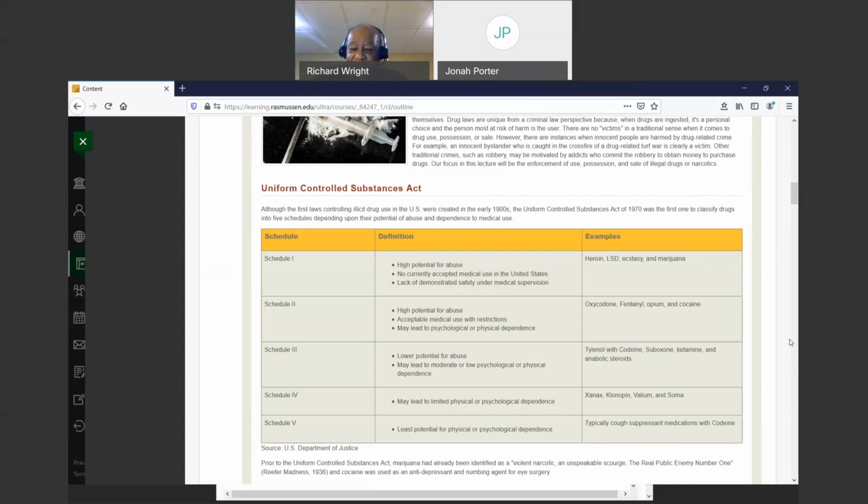Schedule 2 drugs: oxycodone, fentanyl, opium, and cocaine, which we are dealing with on an epidemic level. If you take my introduction to drugs and crimes course, you would discover that it also has a high potential for abuse. It says acceptable medical use, but what happens is people overuse these. May lead to psychological or physical dependence, which means that you can start as easily by starting out with painkillers and graduate to oxycodone, fentanyl, opium, and cocaine.